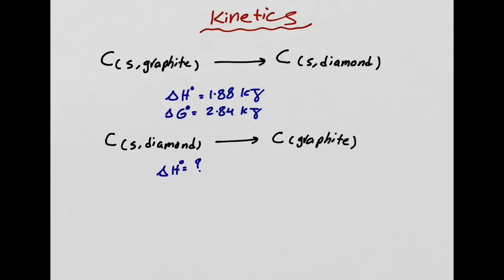Alright class, next chapter we're going to talk about kinetics. Now before I talk about kinetics, I want to give you a fun example. Carbon graphite going to carbon diamond, okay? The delta H of this reaction is 1.88 kilojoules.